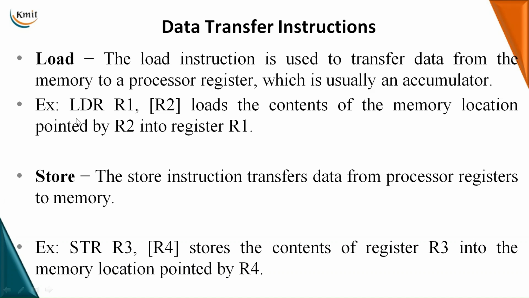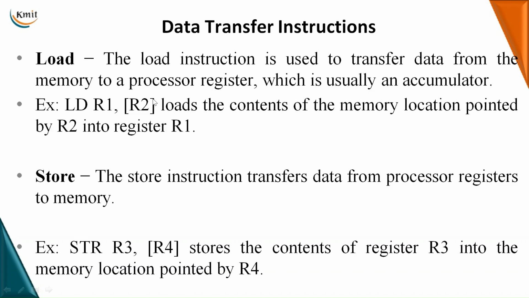For example, if you consider load, you can have R1 comma R2. This particular instruction loads the contents of the memory location which is pointed to by register R2 into the register R1. Whatever memory location is pointed to by the contents of register R2, they are loaded into register R1. This is called a load.